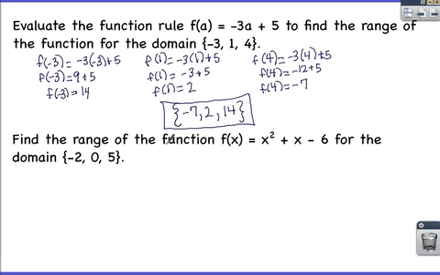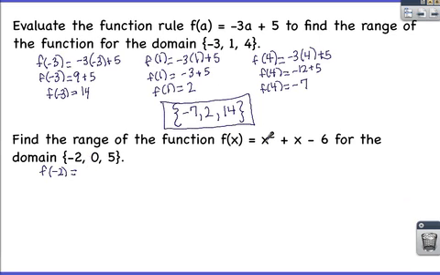Now you try the next one on your own. Pause the movie and resume when you're ready. Find the range of the function f of x equals x squared plus x minus 6 for the domain negative 2, 0, 5. Let's begin by finding f of negative 2 by substituting negative 2 in for x.